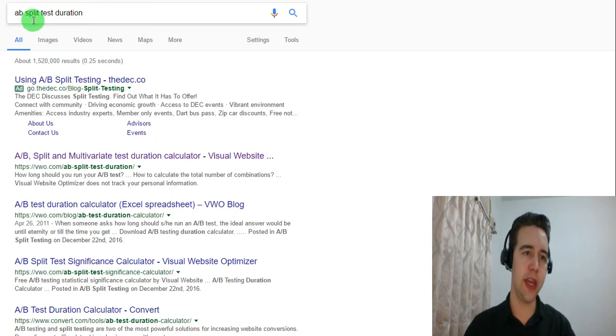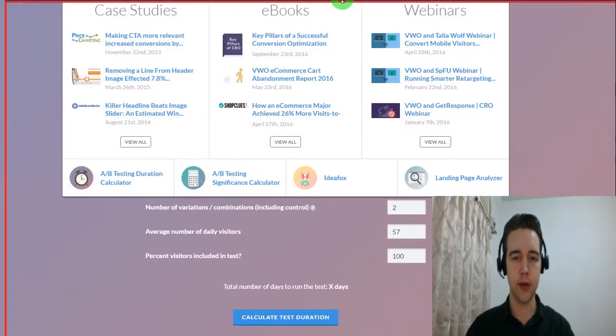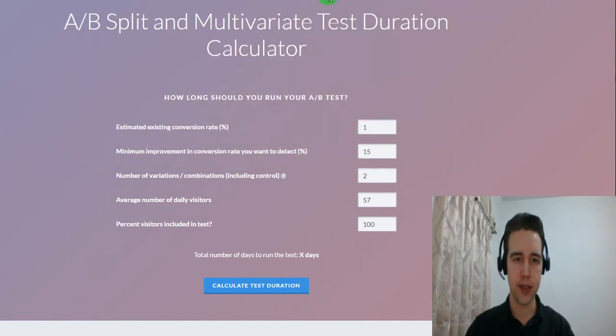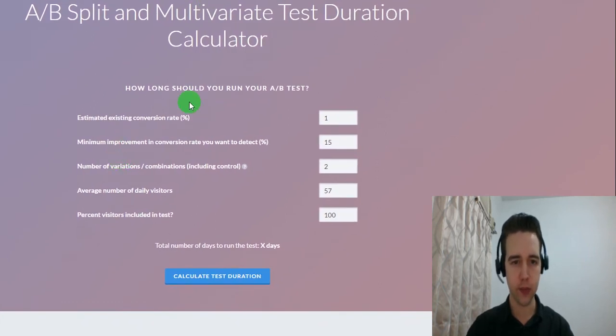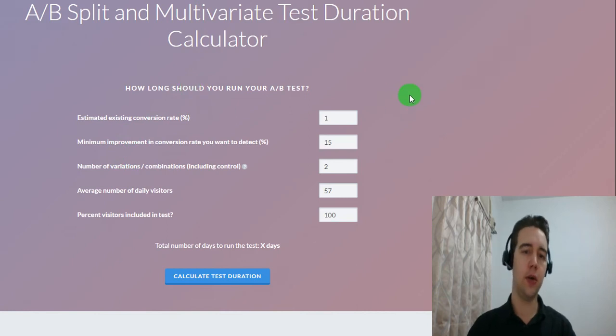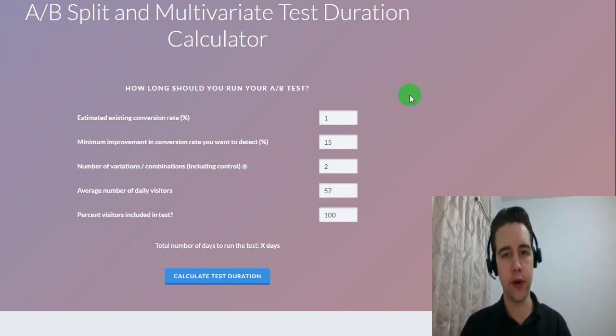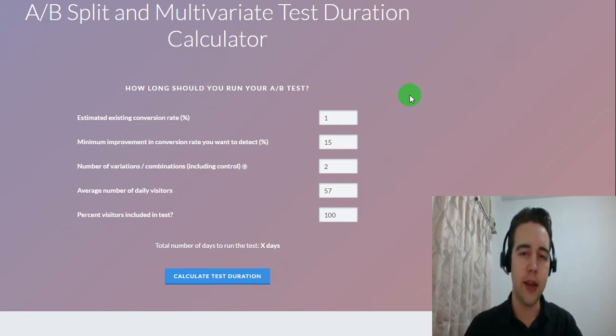So you can just Google A/B split test duration, and you will get this Visual Website Optimizer site. So just click on that, and I've already downloaded the numbers here. So you can see the A/B split and multivariate test duration calculator here. So this will basically tell you how long you should run your A/B test in order for you to get data that you can trust. So it's to get a confidence rate of around 99%, I believe.